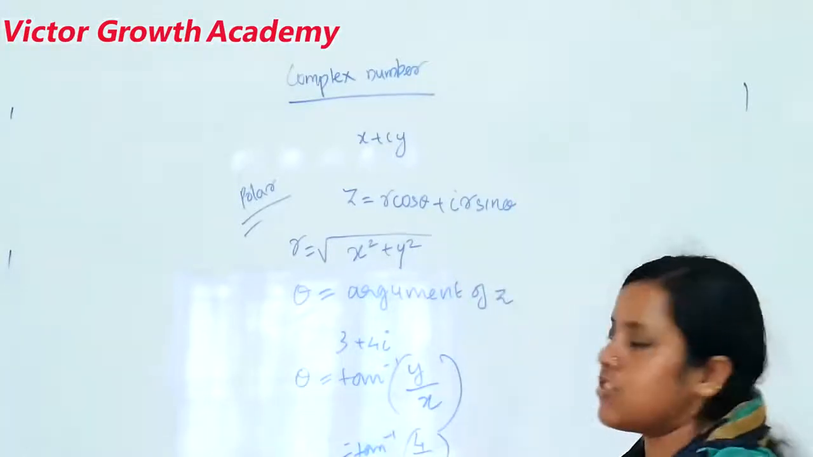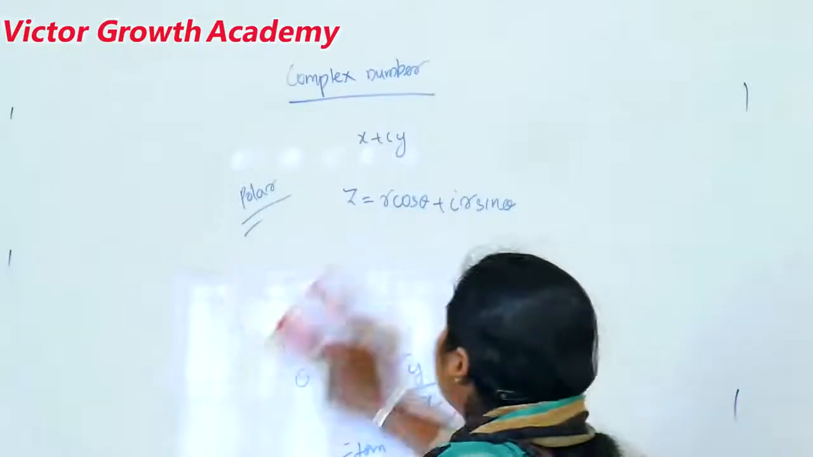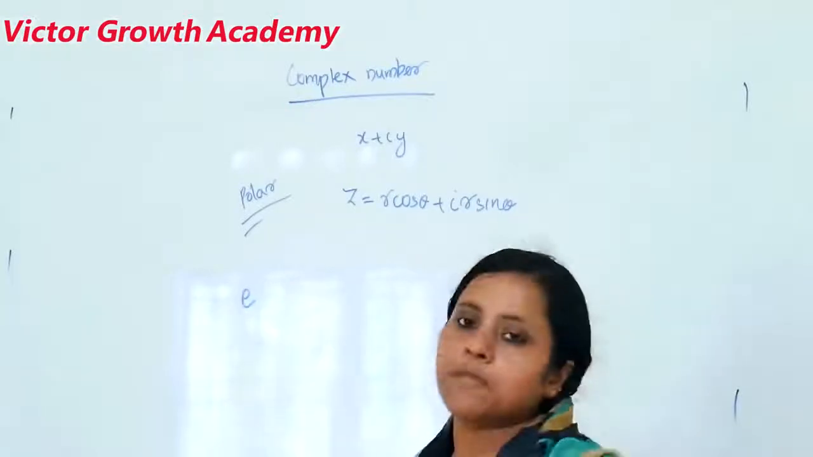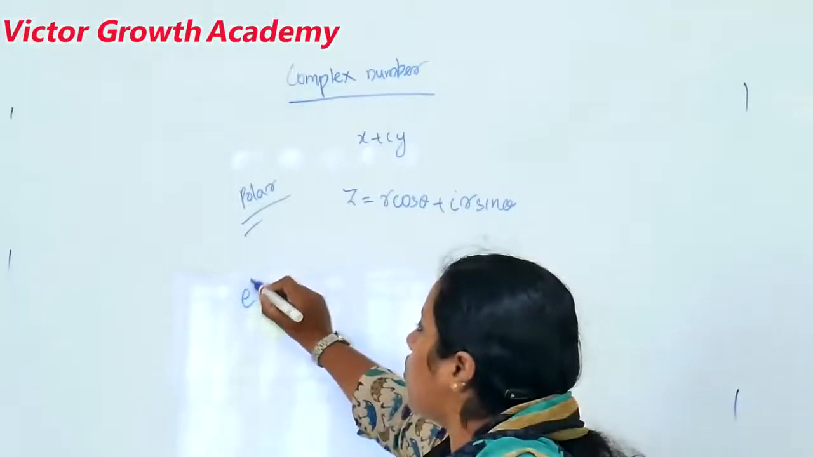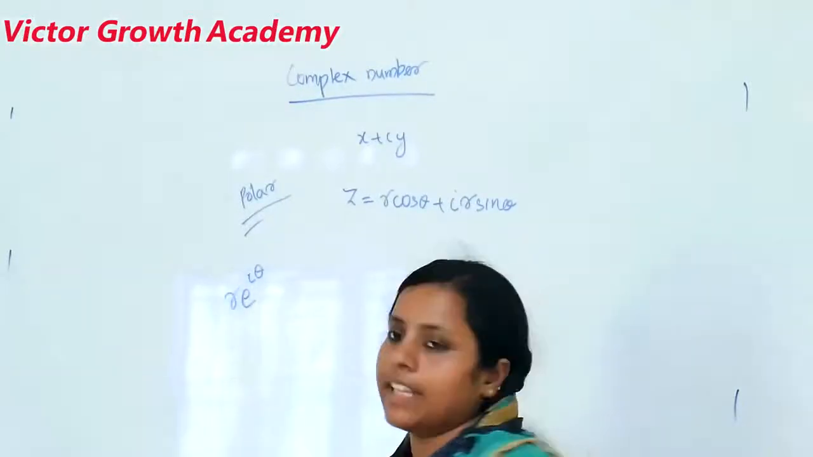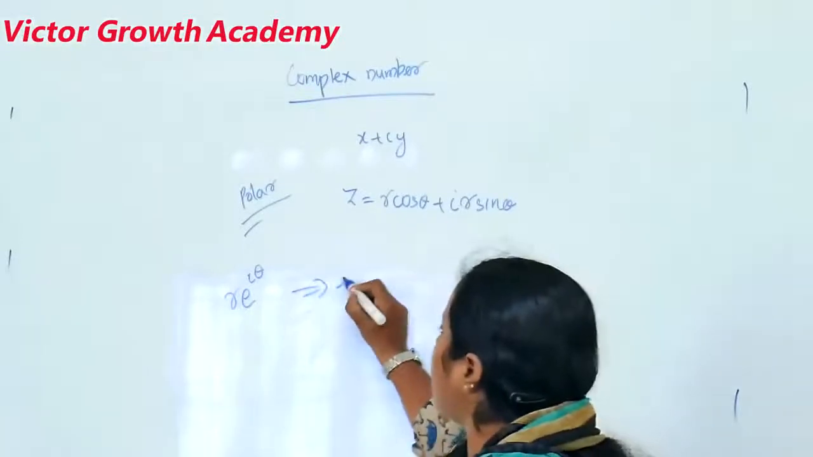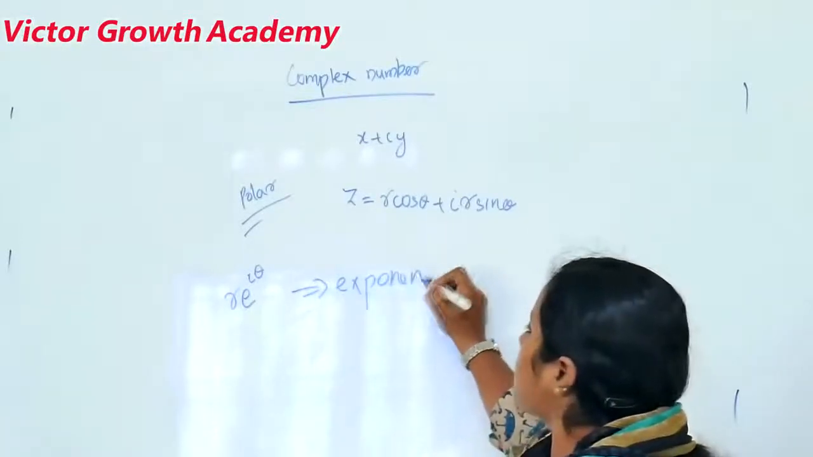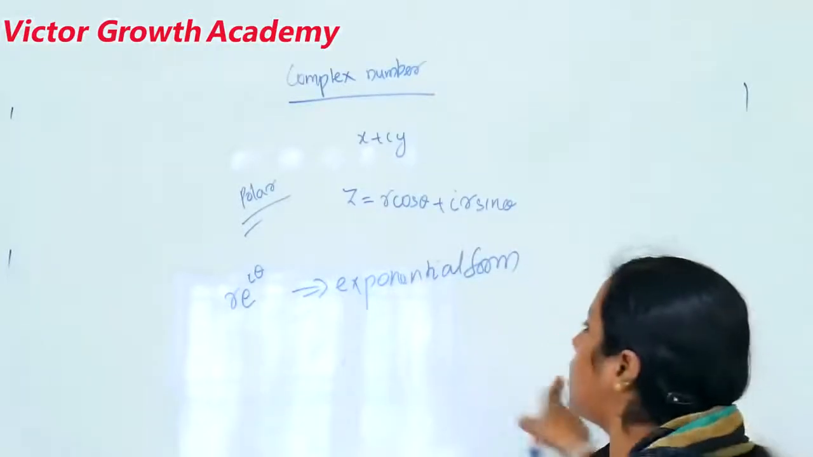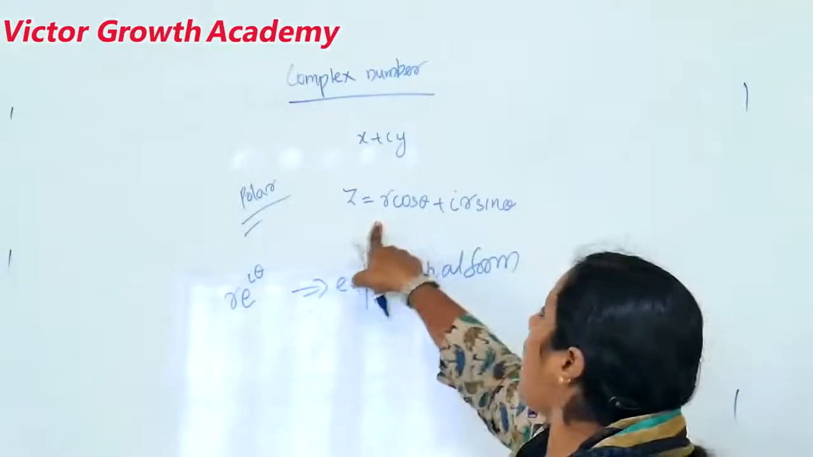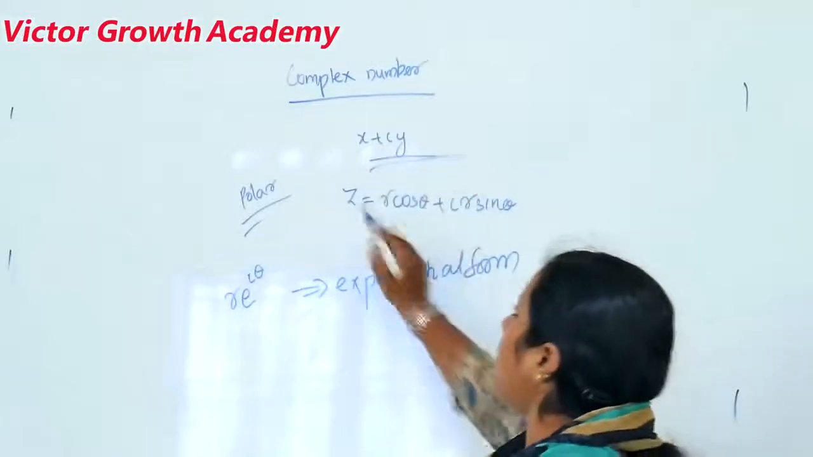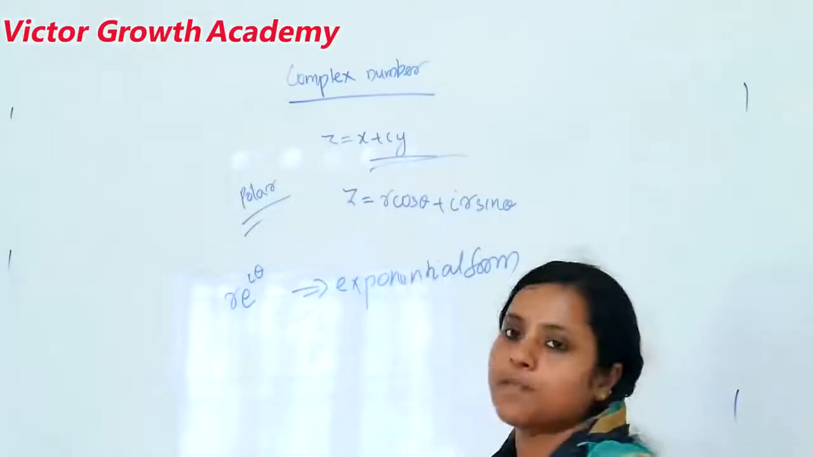Now next is exponential form. Exponential form of a complex number. What is exponential form? Exponential form is e raised to i theta. If r is having some value, we will write it like r e raised to i theta. So r e raised to i theta is the exponential form of a complex number. Then r cos theta plus i r sin theta is the polar form of a complex number. Then general form is given by z is equal to x plus iy.